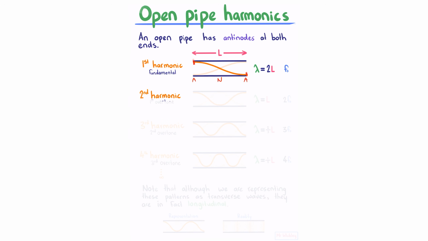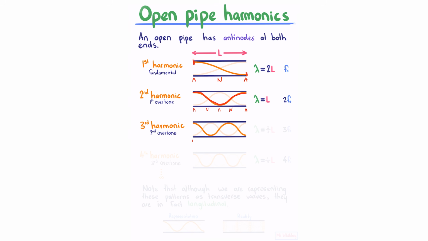The second harmonic, first overtone, adds in another node, and because it goes peak to peak, the length of our pipe is just a full wavelength, and the second harmonic is double the fundamental frequency. For the third harmonic, second overtone, we add in yet another node, and if we divide this into thirds, you can see that a full wavelength is 2/3 of the length, and the frequency is 3 times the fundamental.